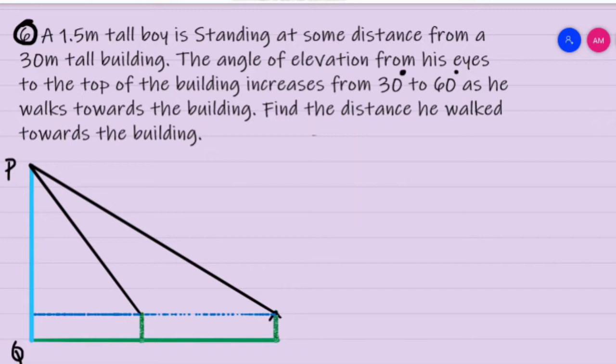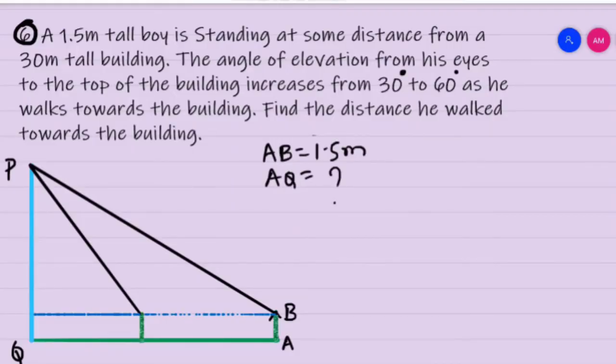Now let us take the boy as AB. AB is the height of the boy, that is, AB is equal to 1.5 meters. So a 1.5 meter tall boy is standing at some distance. That means AQ is not known to you. This distance is not known to us.